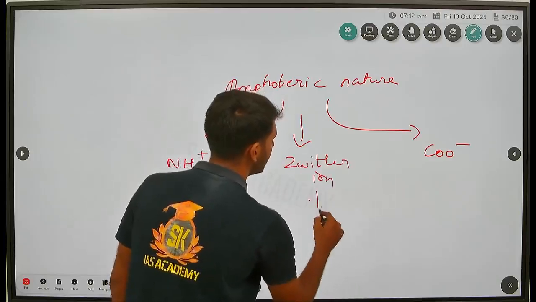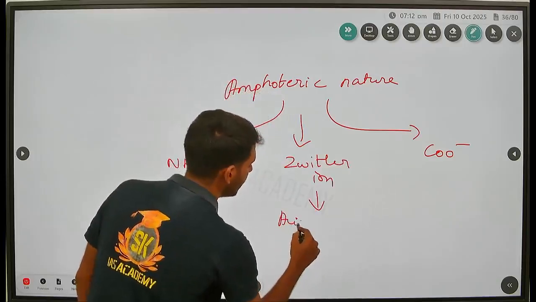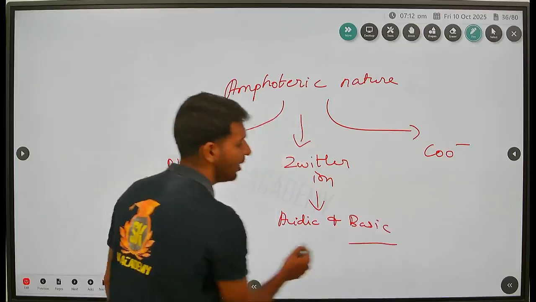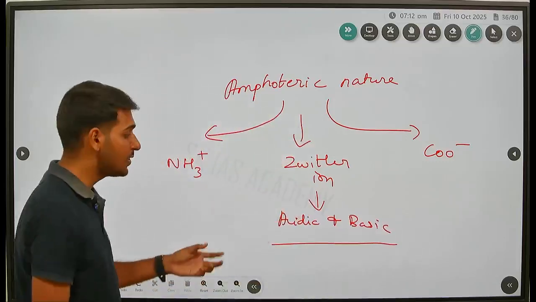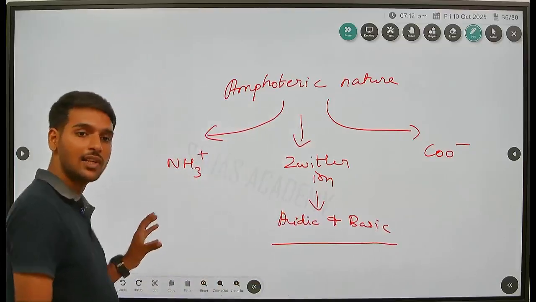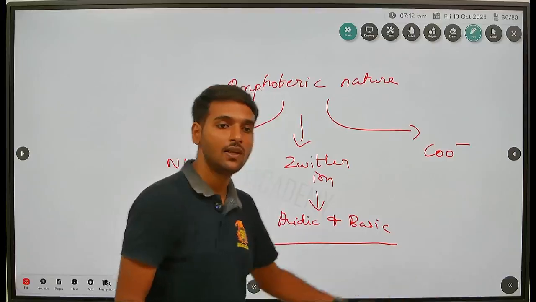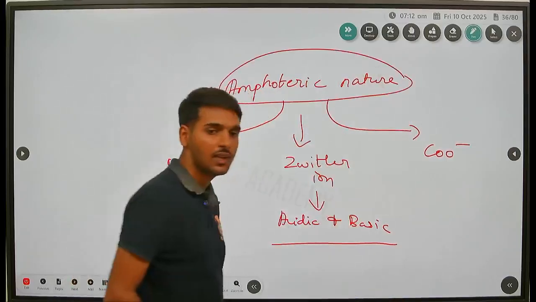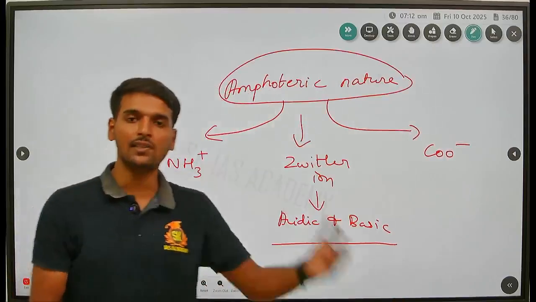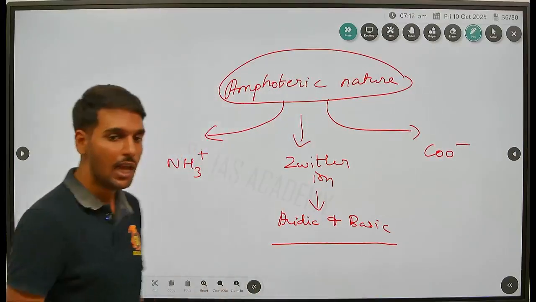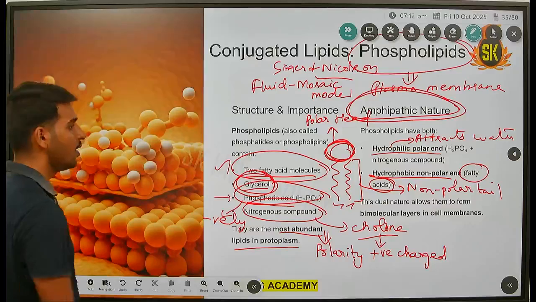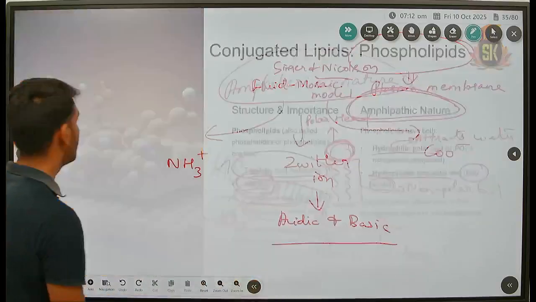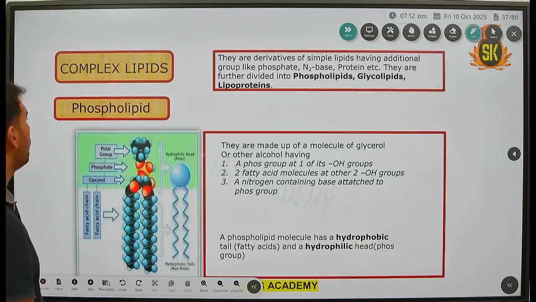Zwitter ion is what in nature? Both acidic and basic at the same time, right? So it can act either as an acid, it can act as a base. Okay, so that is why it is considered to be amphoteric. Amphoteric means a substance which can act both as an acid as well as a base. Amphipathic means it has a polar and a non-polar end. Okay, got it?